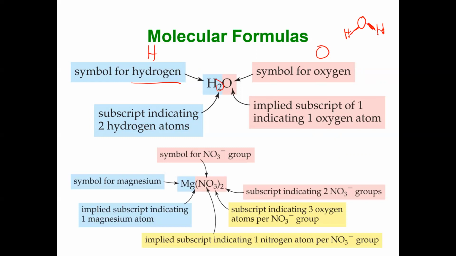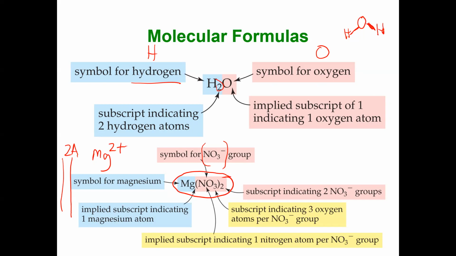Well, what if I had something like magnesium nitrate? Now, there's a lot of boxes here. Don't get confused, but magnesium nitrate. Nitrate is a group, okay? It has a negative charge. Magnesium, if I look on the periodic table, is in group 2, or I prefer saying 2A. So that means magnesium tends to form a 2+ charge.